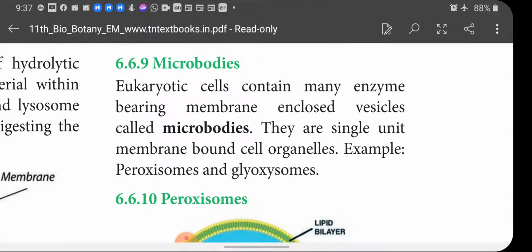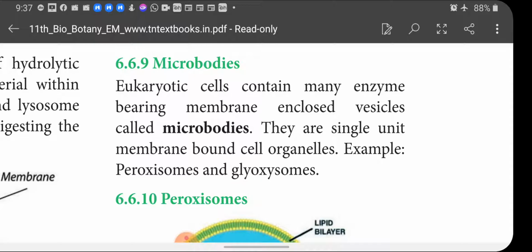Eukaryotic cells contain many enzyme-bearing, membrane-enclosed vesicles called microbodies. They are single unit membrane-bound cell organelles, for example peroxisomes and glyoxysomes. So peroxisomes and glyoxysomes are considered as microbodies.